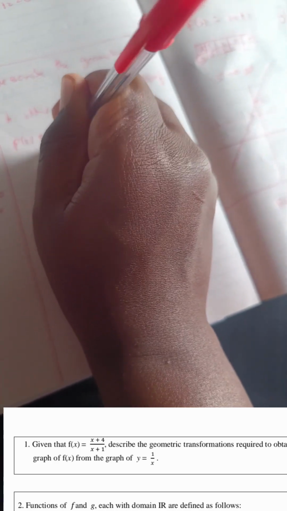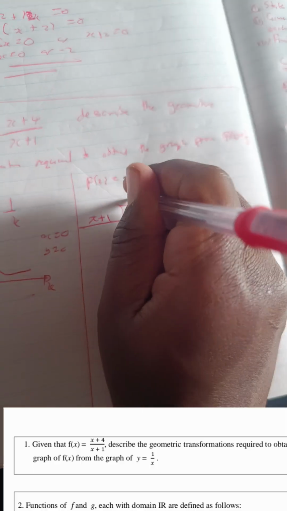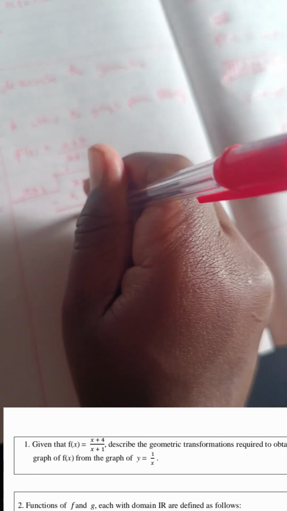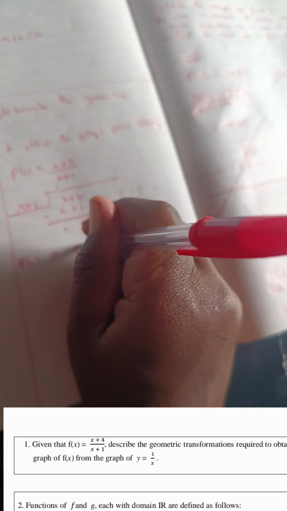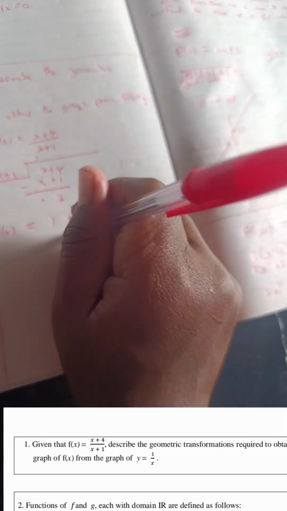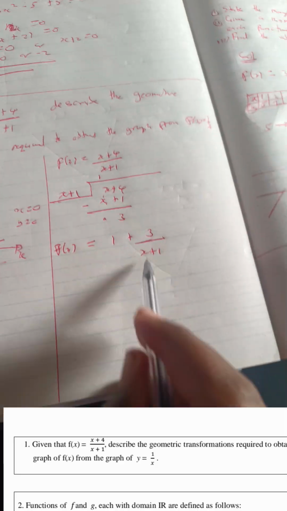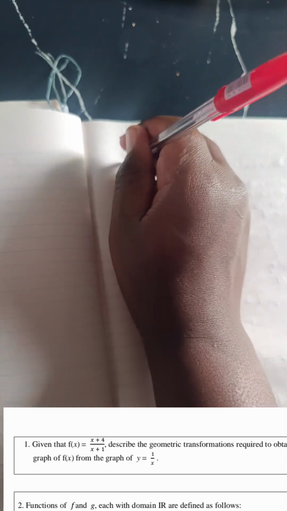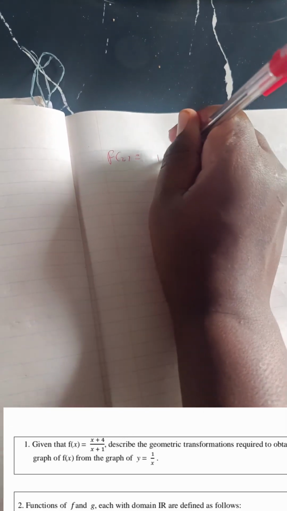After that, you move on to your function, which is (x + 4)/(x + 1). Then you perform long division. x into x is 1. 1 times (x + 1) is x + 1. Then you subtract, which gives 0 and 3. So f(x) is equal to 1 + 3/(x + 1). This is the graph that you want to sketch.